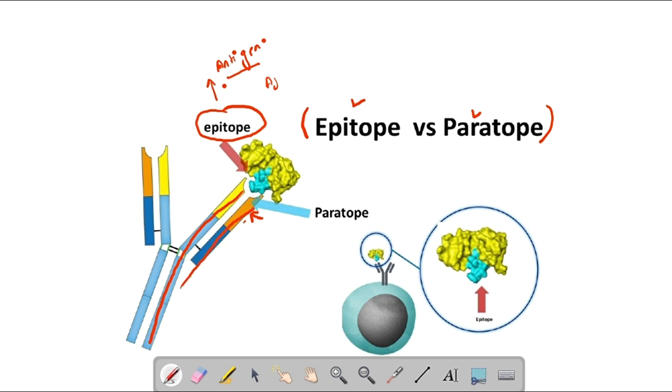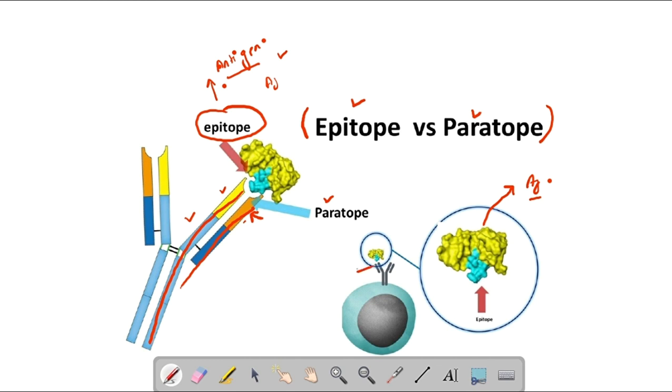And the paratope is basically the part of the antibody. So here you can see the paratope is part of the antibody. As we know, this is the heavy chain of the antibody and this is the light chain of the antibody, and these are different regions, the variable and constant regions. If somebody asks you what is the difference between epitope and paratope, the epitope is the part of the antigen that binds with the antibody, and the paratope is the part of the antibody that helps in the interaction between the antibody and the epitope. So this is the major difference.